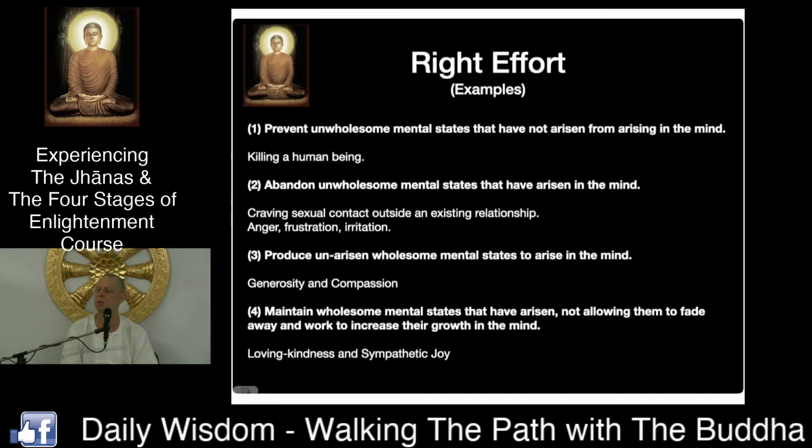You're going to learn about all different types of wholesome mental states that are going to need to be produced in the mind, and you're going to need to apply the effort to do that. These are just some examples, but they're going to be unique to you. There are certain unique things that aren't currently in your mind that you're going to need to prevent from coming into your mind. There are certain things unique to you that are unwholesome and currently in your mind that you're going to need to apply the effort to get rid of. There are certain wholesome qualities unique to you that aren't currently in your mind that you're going to need to bring into your mind. And there are certain wholesome qualities unique to you that are currently in your mind that you're going to need to support, encourage, develop and grow.